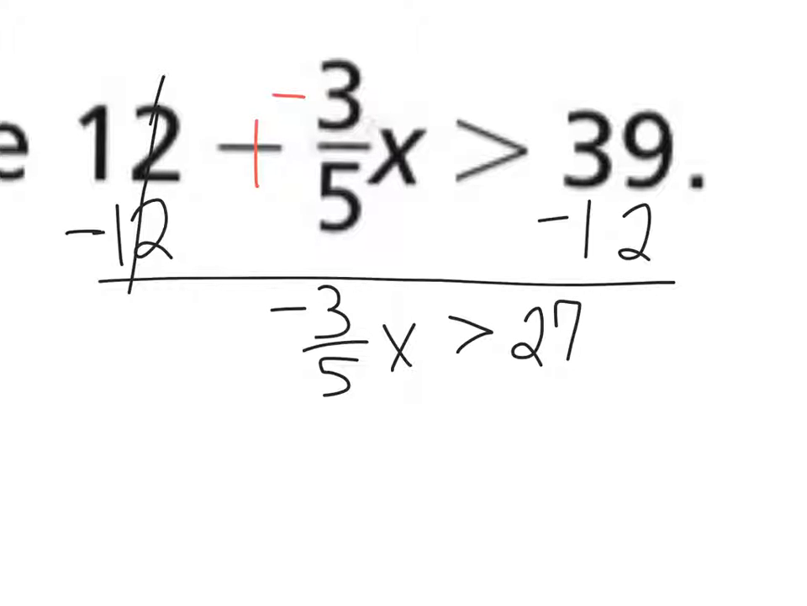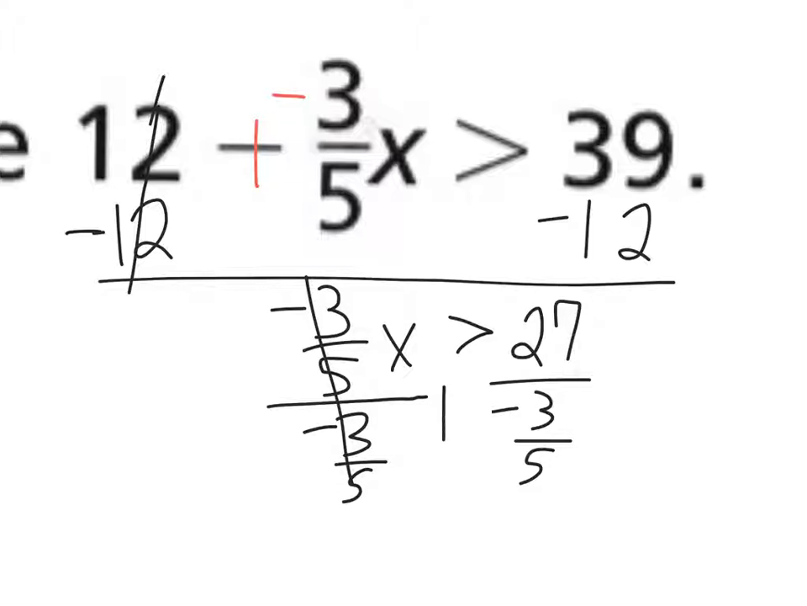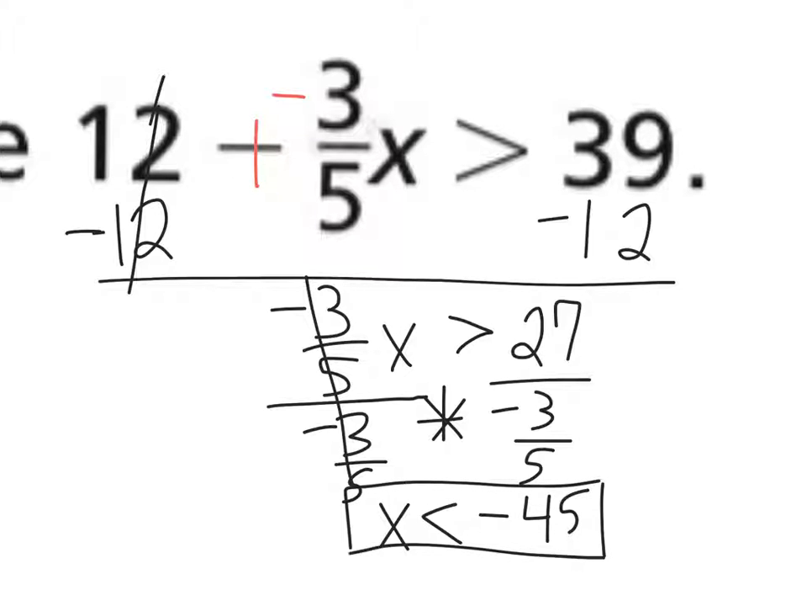And then we could say negative 3/5 is right next to the x, means they are multiplying. We need to divide. So we'll divide by negative 3/5. Should we switch our sign around? This time yes, because we're dividing by a negative. So it changes to less than, and when you divide that out, negative 45. So x is less than negative 45 would be our answer.